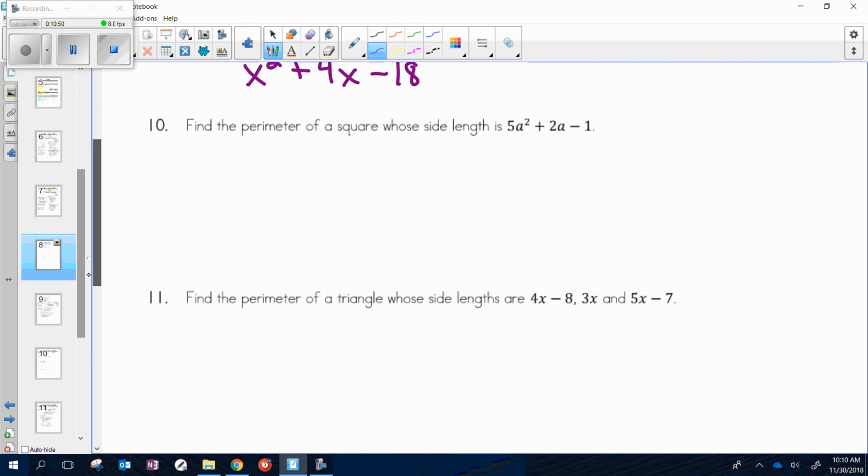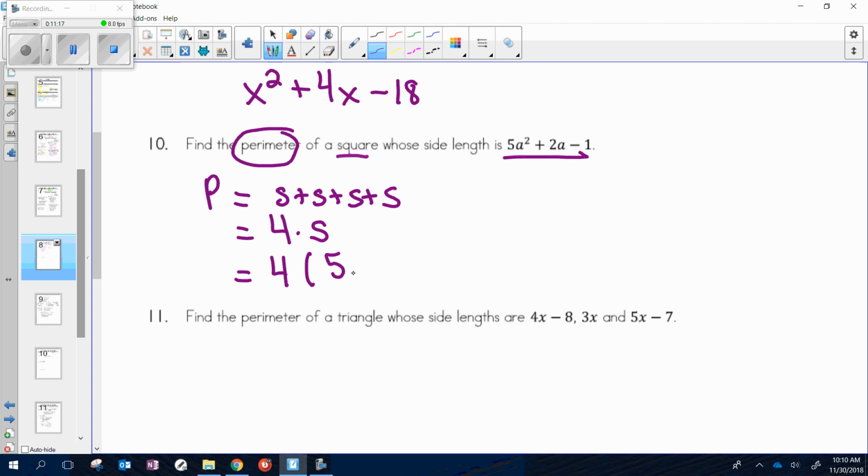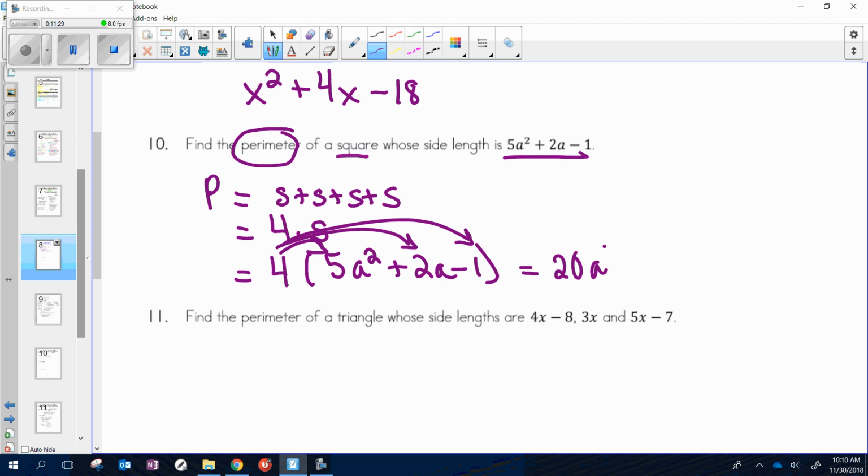For question 10, it's asking us to find the perimeter. Perimeter is when we add up every side, and we're talking about a square whose side length is given. Since it's a square, every side is the same length, that means my perimeter is equal to this side plus side plus side plus side, since there's 4 sides, or 4 times each side. So in this case, we're going to do 4 times our side length of 5a squared plus 2a minus 1. And that's going to give us a distribution of 4 to each term, which leaves us with 20a squared plus 8a minus 4.